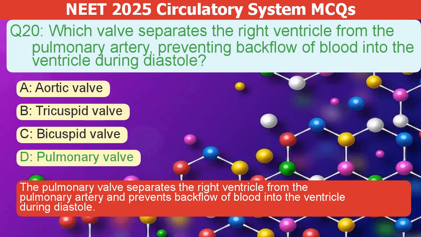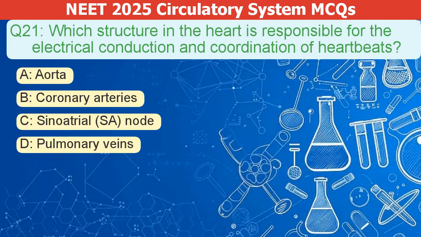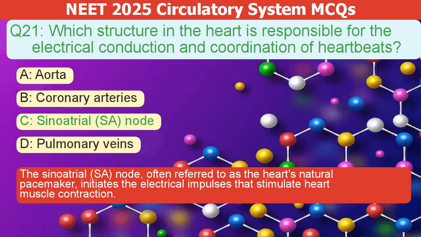diastole. Which structure in the heart is responsible for the electrical conduction and coordination of heartbeats? A. Aorta. B. Coronary arteries. C. Sinoatrial node. D. Pulmonary veins. The correct answer is C. The sinoatrial node, the heart's natural pacemaker, initiates the electrical impulses that stimulate heart muscle contraction.